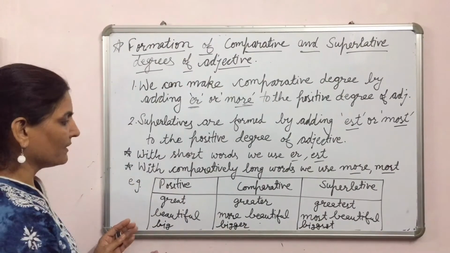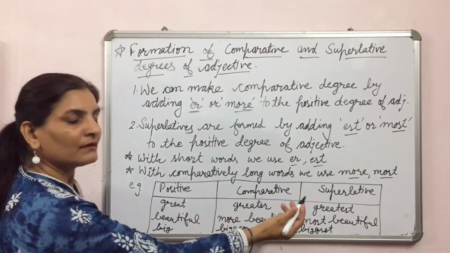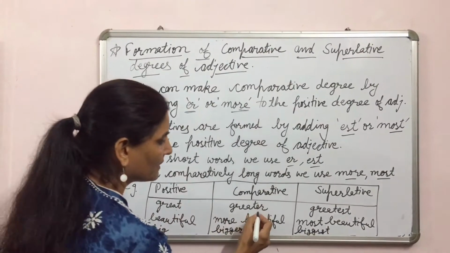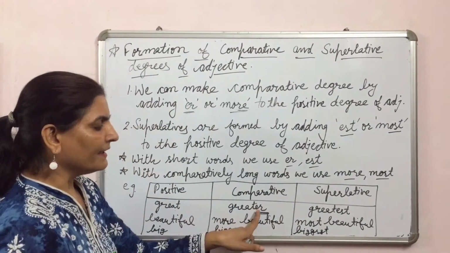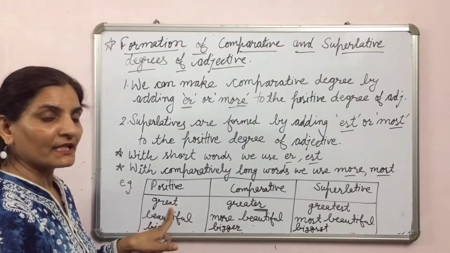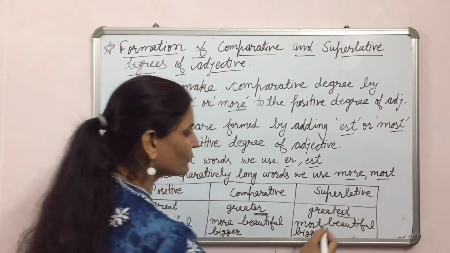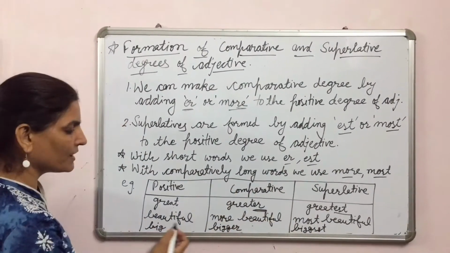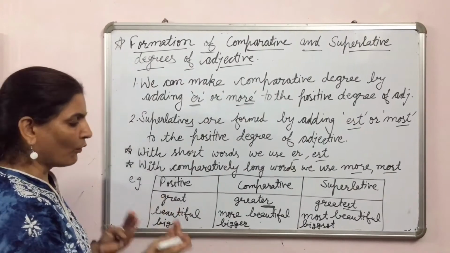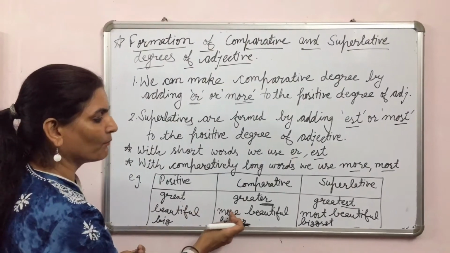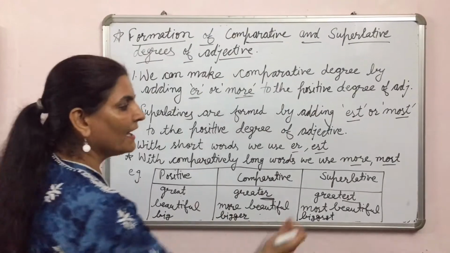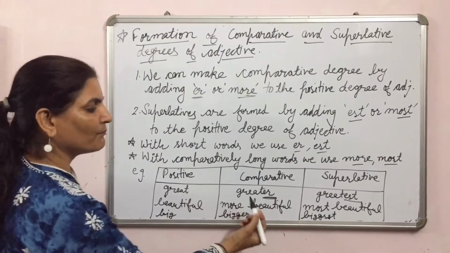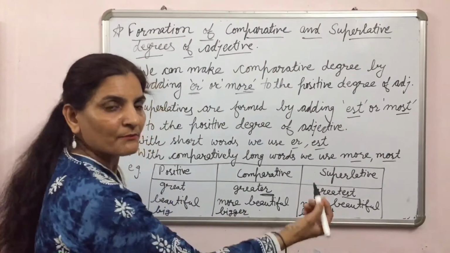Let us see the example. Great, greater, greatest. Great is positive degree, and we have added er to the positive degree and est to the positive degree while making superlative degree. Beautiful. It is a comparatively long word, so we have used here more while making comparative degree and most while making superlative degree. So beautiful, more beautiful, and most beautiful.